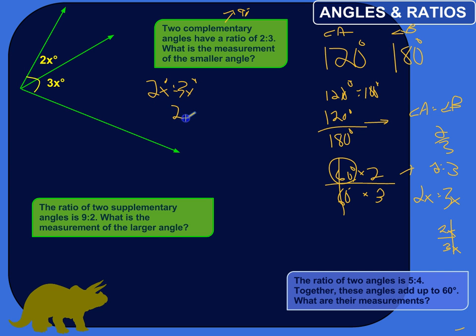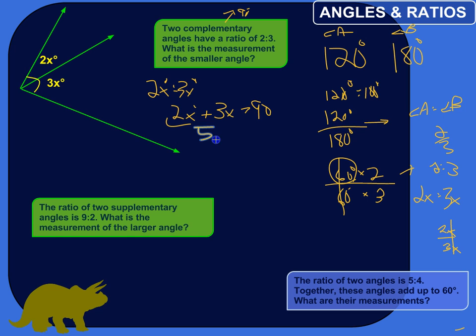So I could just write it like this: 2x plus... I don't want to write degrees every time, so just remember, we're dealing with degrees, measurements of degrees. So 2x plus 3x equals 90 degrees. Now I can use this information to figure out what x is. We're in algebra land.